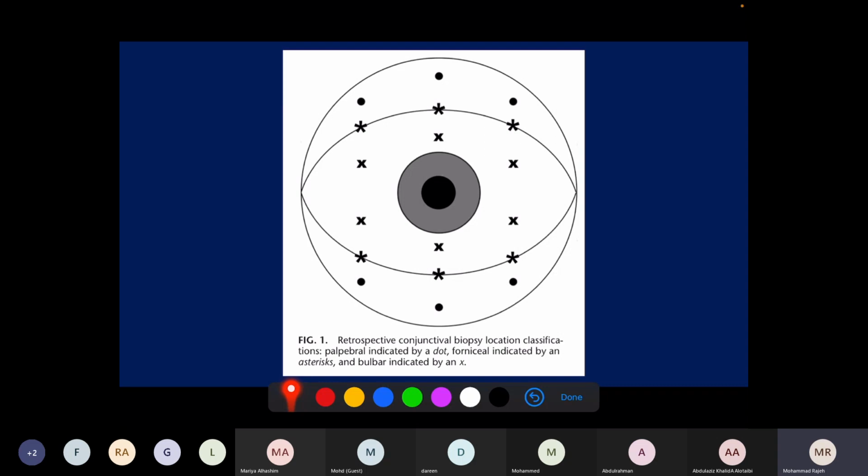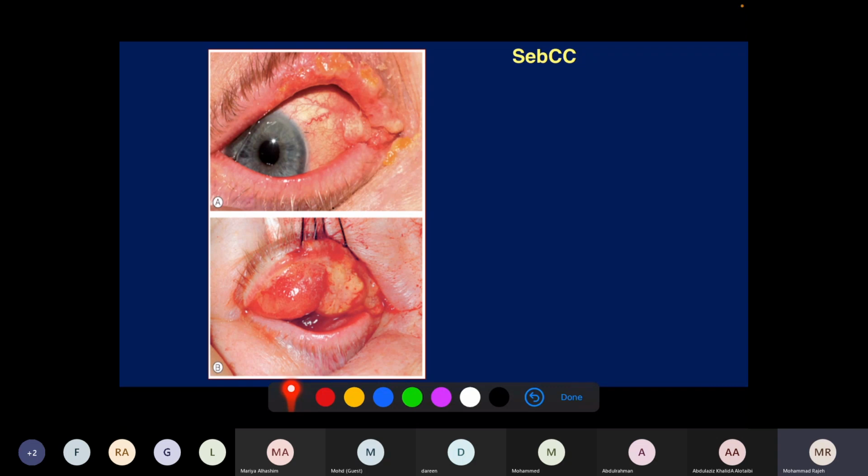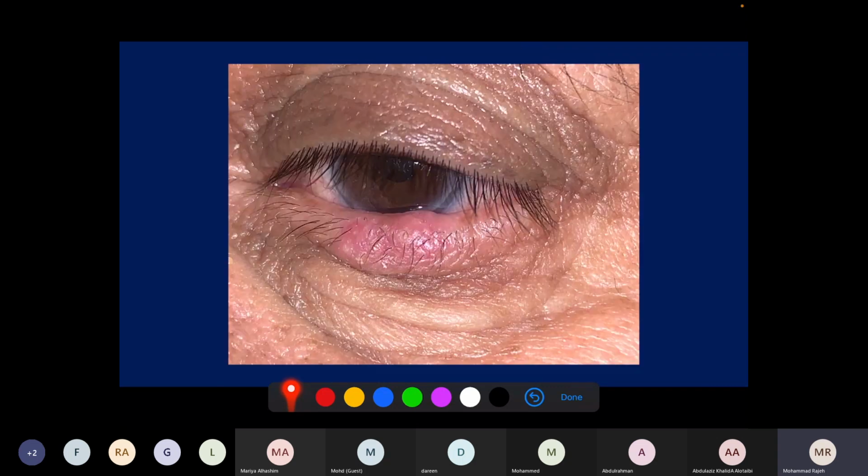Again, remember when we said about key buzzwords? So pagetoid spread. A trick question is, let's say that you removed this and it's negative, are you going to be happy? They're trying to know if you know pagetoid spread. Okay.